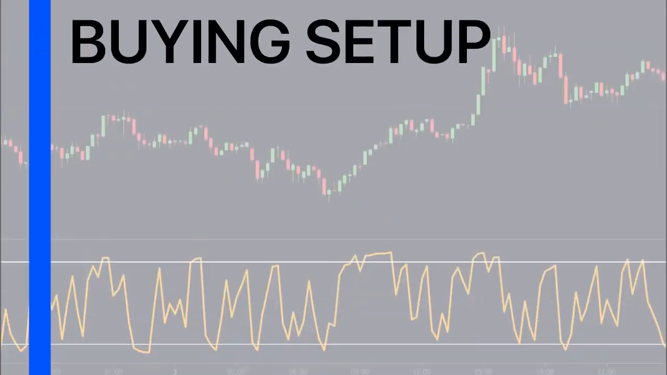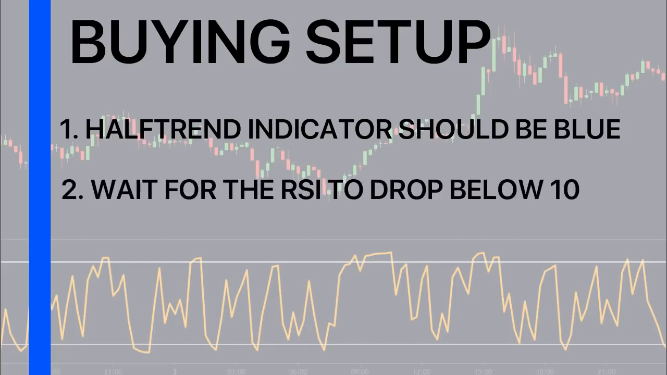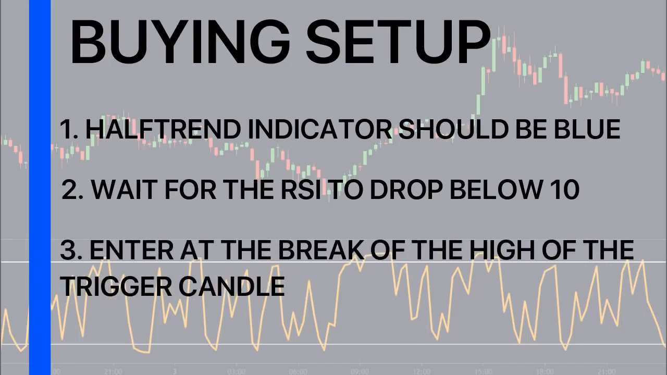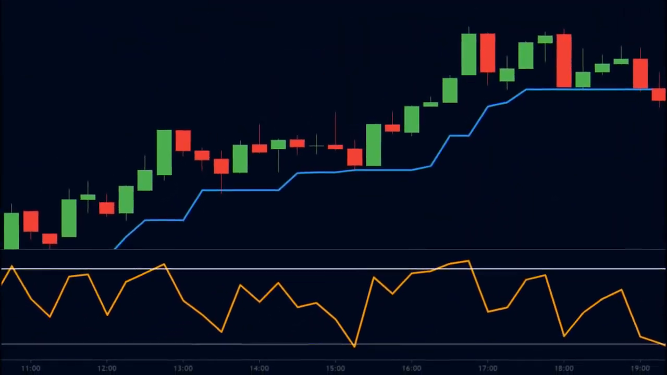The rules for a buying setup are as follows. Rule number 1. The half-trend indicator should be blue. Rule number 2. Wait for the RSI to drop below 10. Rule number 3. Enter at the break of the high of the trigger candle. Let us understand it with an example.